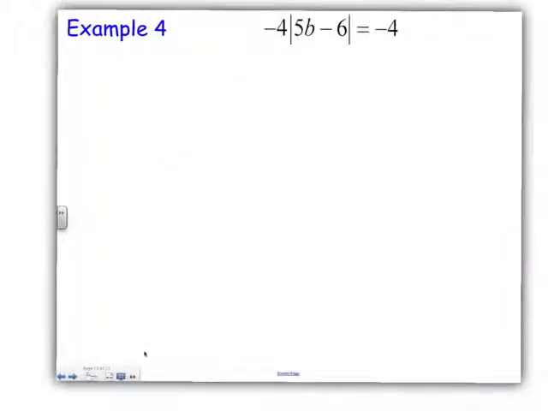So go ahead and take a look at this one. Very similar. You want to isolate this portion before you do anything else. So go ahead and give that one a try on your own.